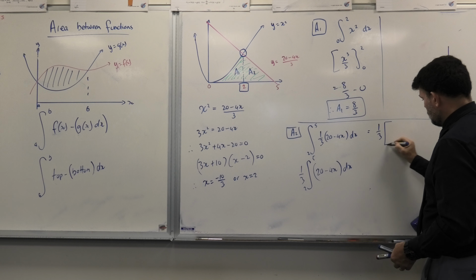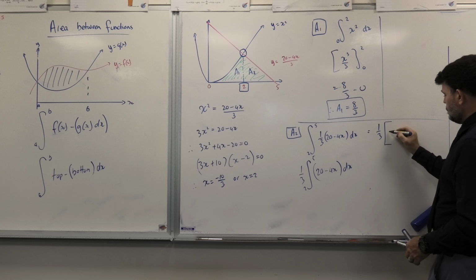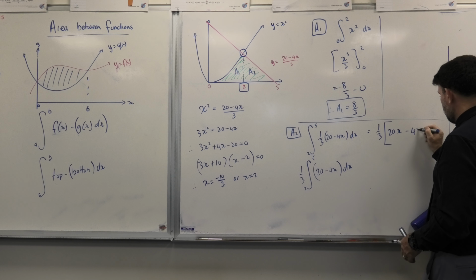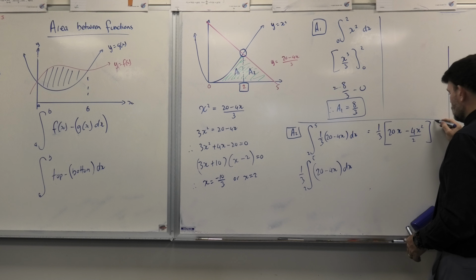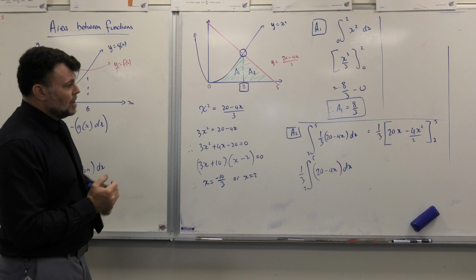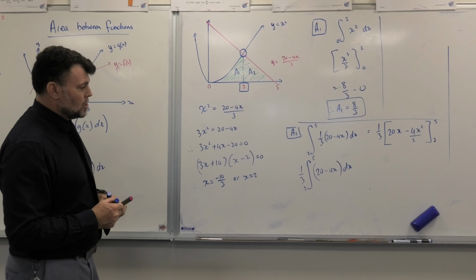1/3 is equal to 20x minus 4x squared over 2, from 2 to 5. Alrighty. Let's now finish up and start solving this.